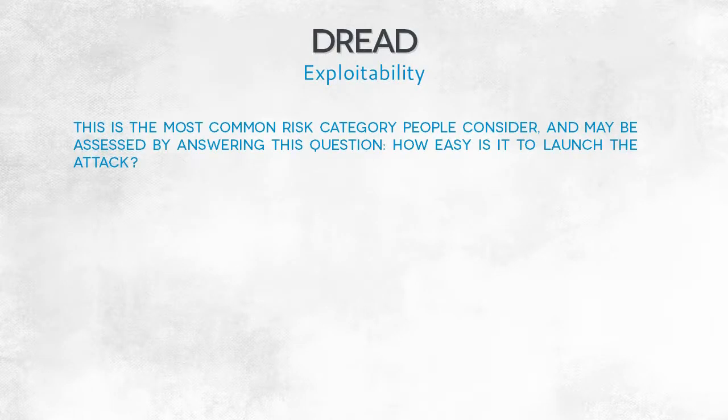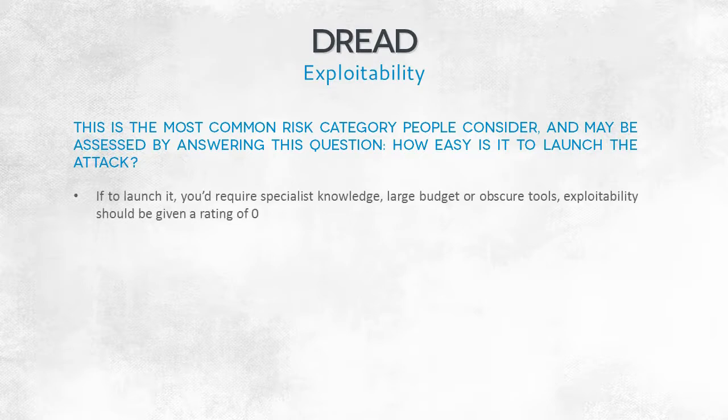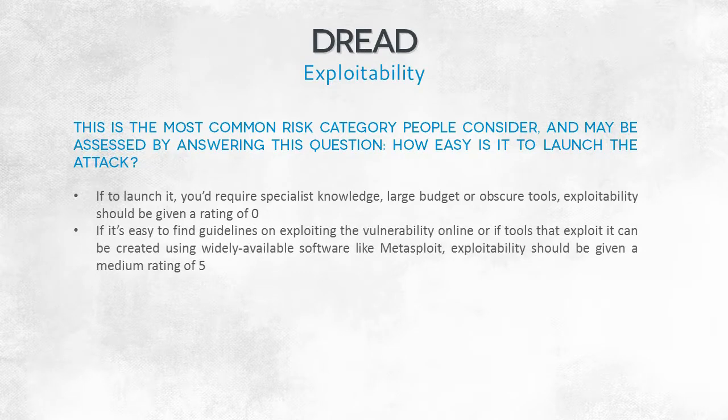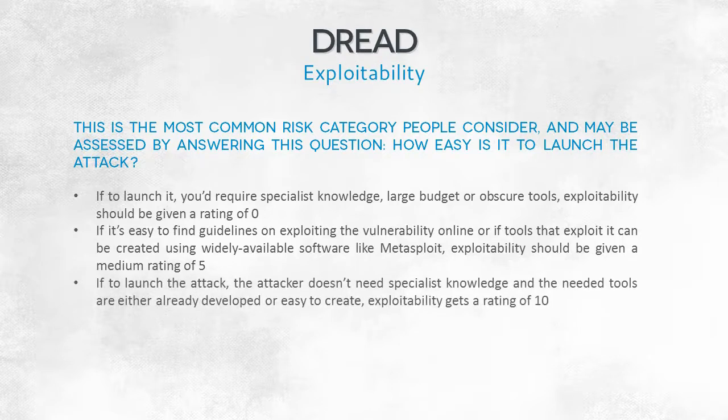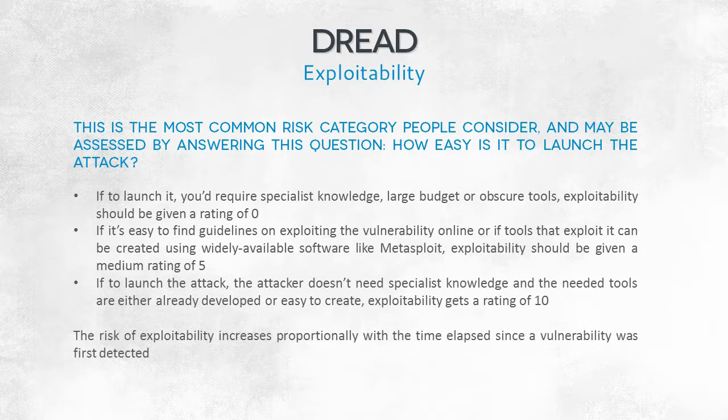Exploitability is the third factor. To assess exploitability, you have to answer the question, how easy is it to conduct the attack? As was the case with reproducibility, if the attack requires expert knowledge or lots of money, we estimate the risk at 0. If the attack can be conducted by an average trained attacker, the risk value would be 5. If the attack was fully automatic, we would estimate its risk at 10.